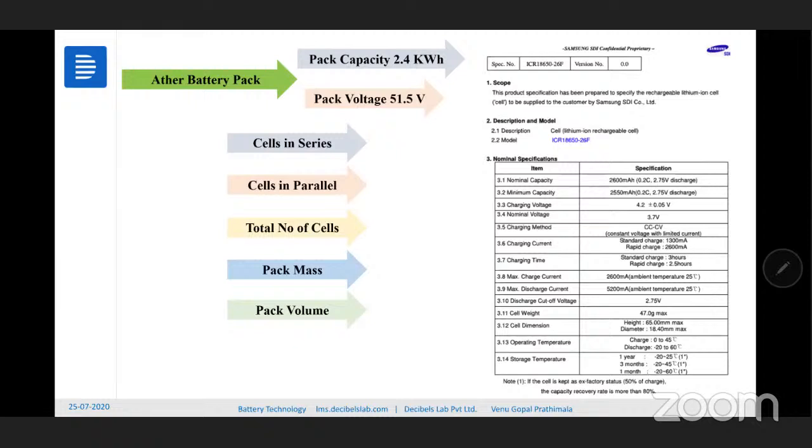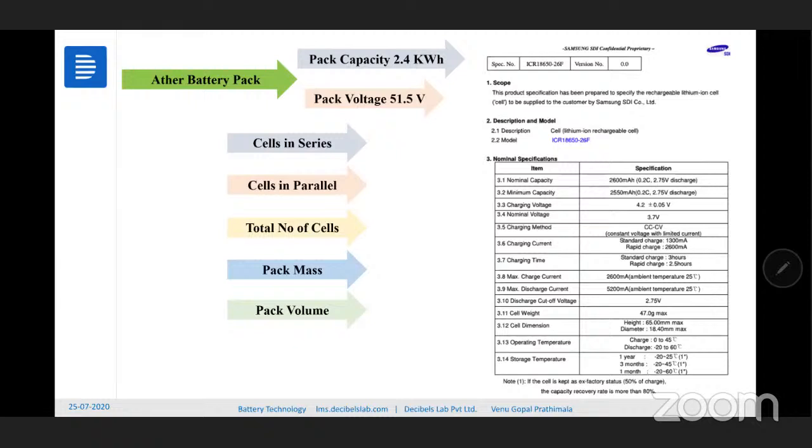The pack capacity is 2.4 kilowatt hour and the pack voltage is 51.5 volts. So in order to get this pack capacity and pack voltage, which is the best cell we have to select? After selecting the cell, how many cells have to be connected in series, how many in parallel, and the total number of cells. These are the kind of calculations we'll be doing.